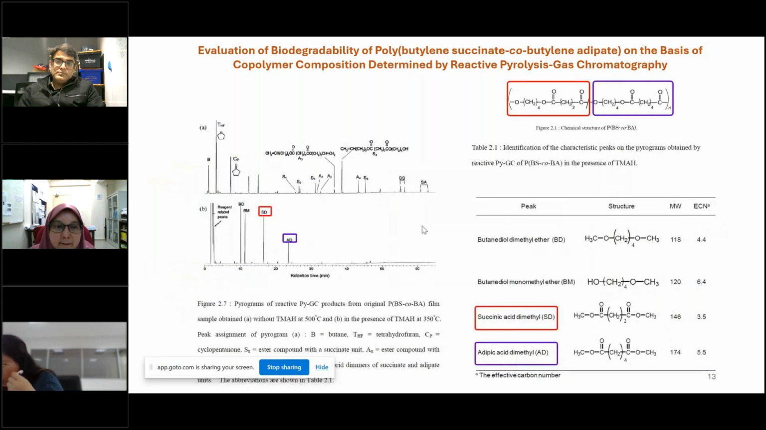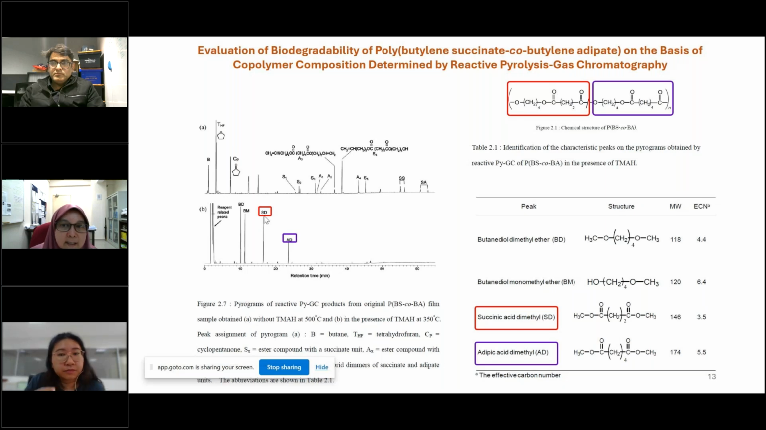So what we obtain is this pyrogram. The top pyrogram is the one that we run without any reaction with tetramethyl ammonium hydroxide. It is quite difficult to analyze because it has many peaks. But with the addition of tetramethyl ammonium hydroxide (TMAH) at a temperature of 350 degrees Celsius, in the second pyrogram we can clearly see these four main peaks.